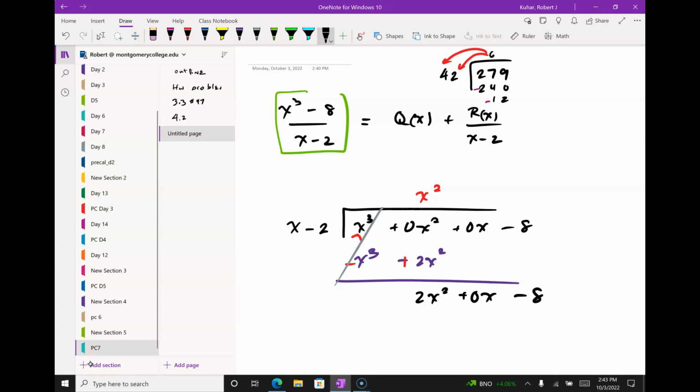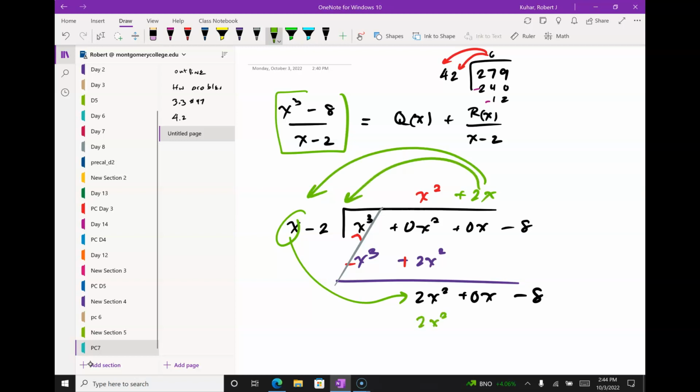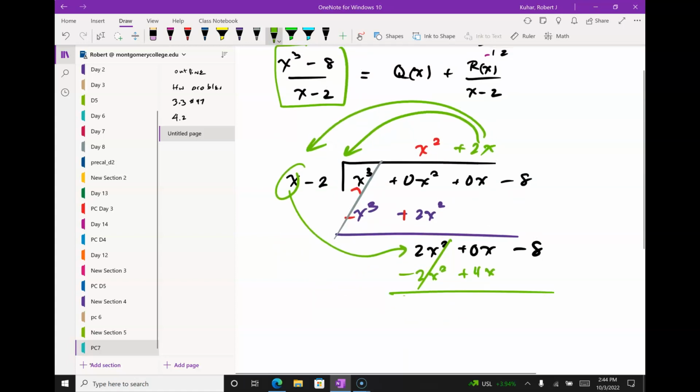Now I start over again. Same process. X times what will get me to 2x squared? Nice. Come back and multiply to everything, right? 2x times that, 2x times that. I get 2x squared minus 4x. Change my signs and add. The first term will go away every time. Is this okay? We're okay here? Yeah, so change my signs and add. So I get 4x minus 8.